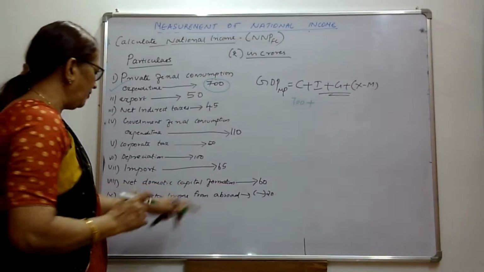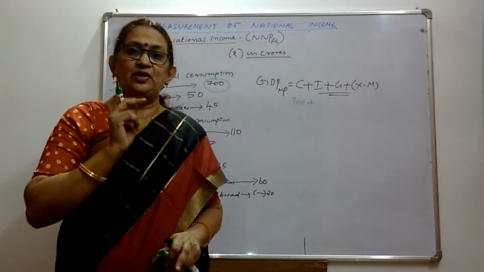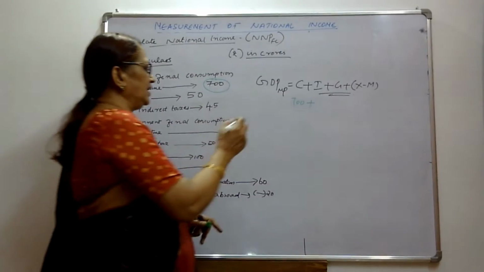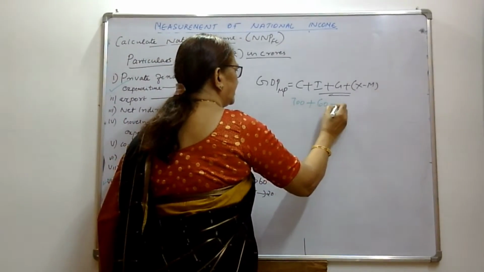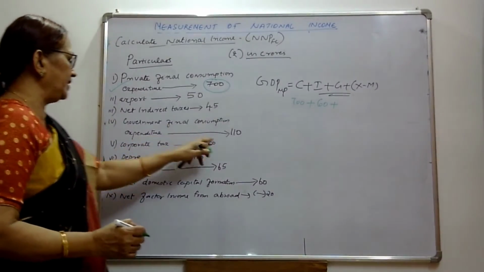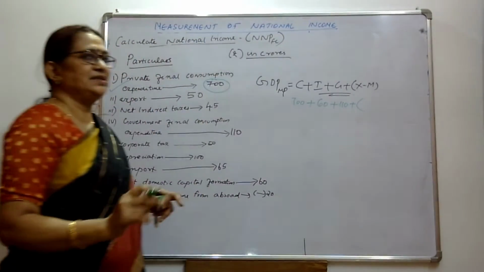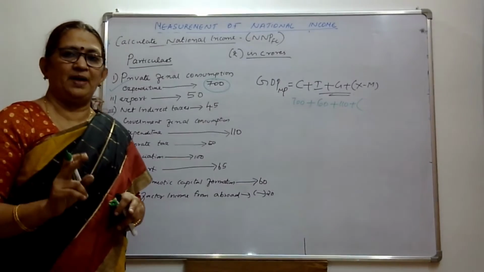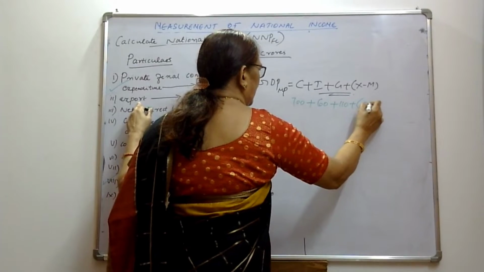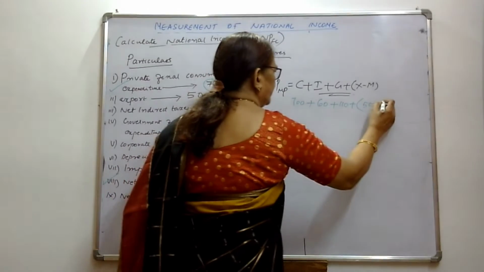Net domestic capital formation is given. Not gross domestic capital formation but net domestic capital formation is given. So we are entering it: 60, plus G, government final consumption expenditure 110, plus X minus M, net exports, export minus import. What is the value of export? 50, minus M, import. What is the value of import? 65.